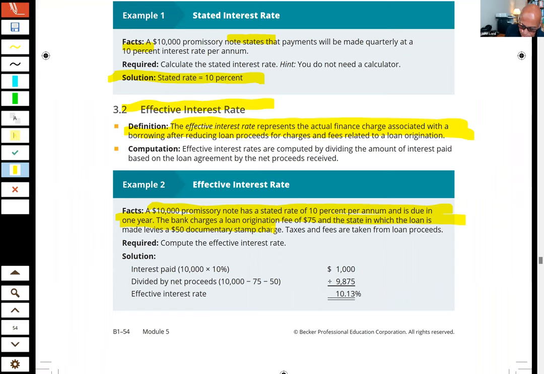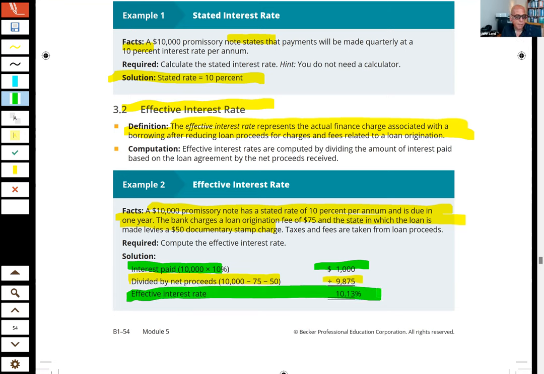And so what happens when we look, we're borrowing the $10,000, but we're not going to get that full $10,000 because we have to pay these fees. And then they say, well, if the interest is 10% on that $10,000, you're paying $1,000 interest, but you only got the use of $9,875. So the stated rate may be 10%, but the effective rate is 13%, okay?